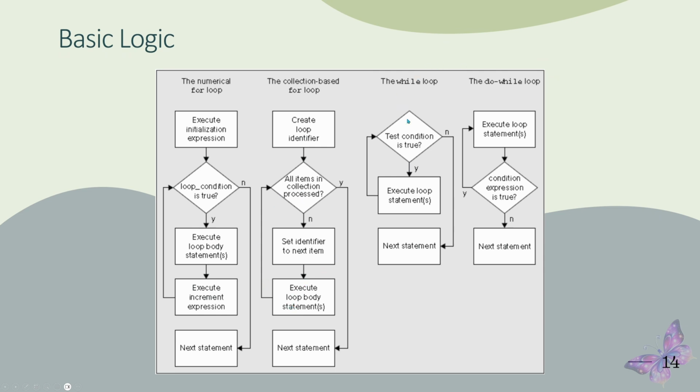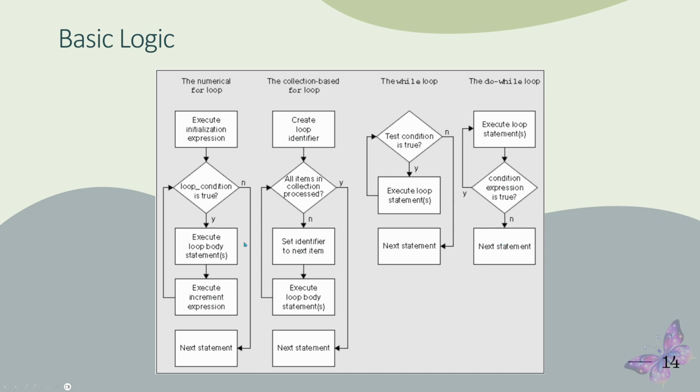And for the while loop, this is the test condition. If it's true, execute the loop statement, then test the condition again. If it's not true, it's false, then go to the next statement. Do while loop: execute the loop statement, and if the condition expression is true, then execute the loop statement again. If it's false, then the next statement.